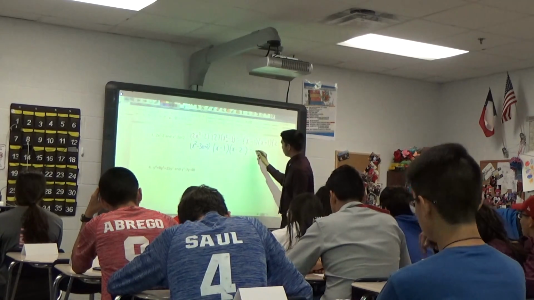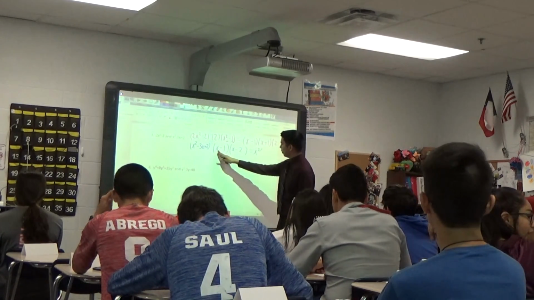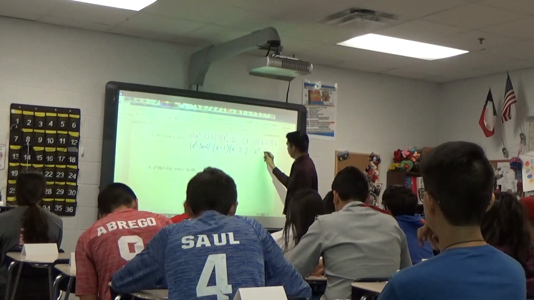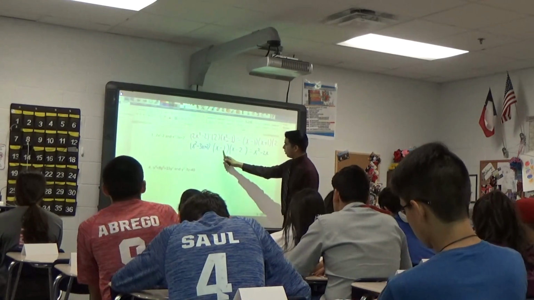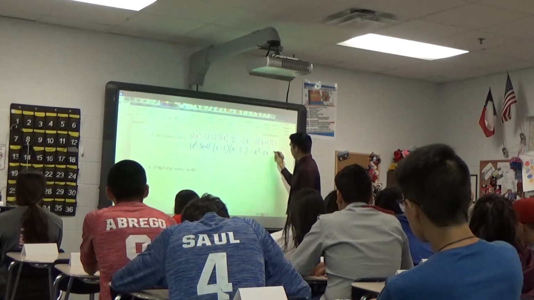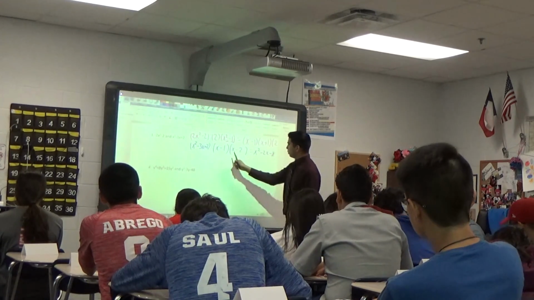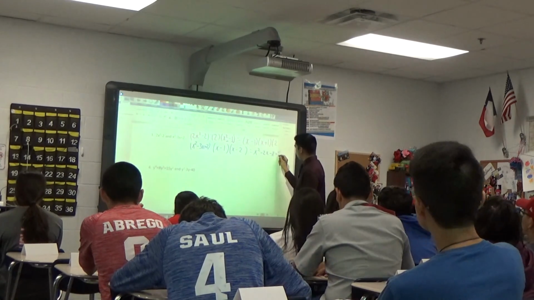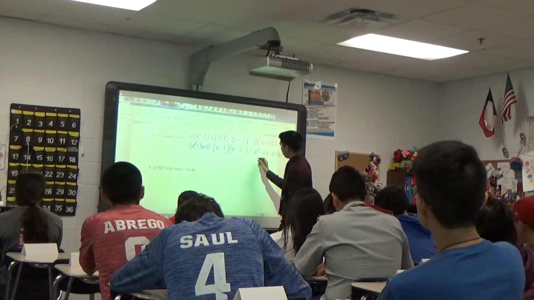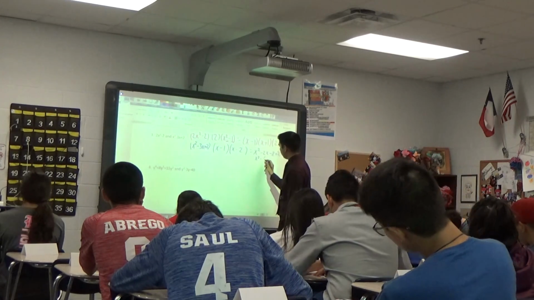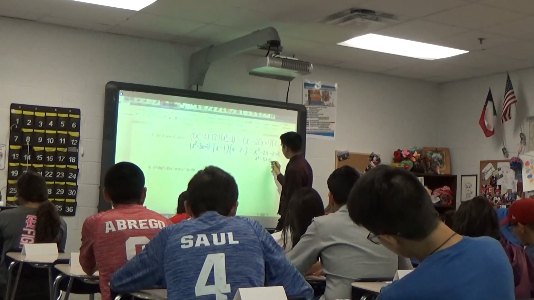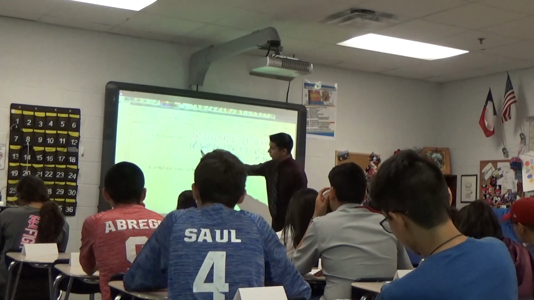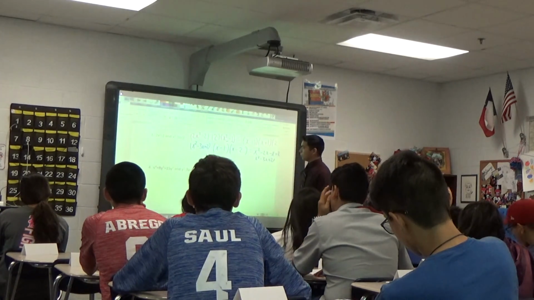X times x, x squared. x times negative 2, minus 2x. Negative 1 times x, negative x. Negative 1 times negative 2, positive 2. Combine like terms, we got x squared minus 3x plus 2, which is what we wanted.